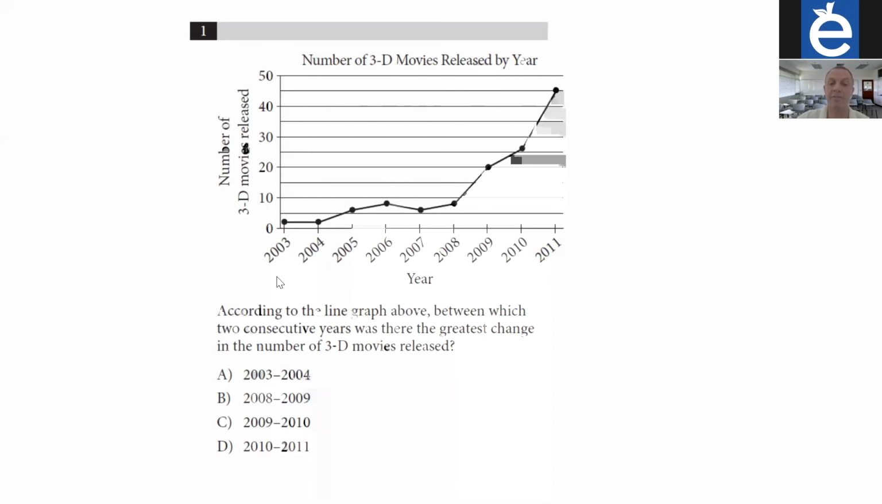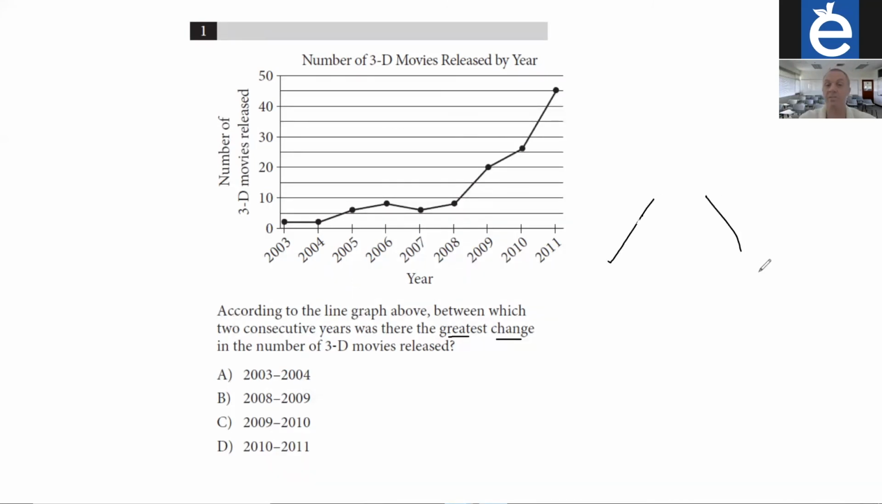According to the line graph above, between which two consecutive years was there the greatest change in the number of 3D movies released? Okay, greatest change. So that means really slope, right? What's the steepest slope? It could be going up, which is a positive slope, or it could be down, which is a negative slope, but we're looking for steepness. 08, 09 looks possible.